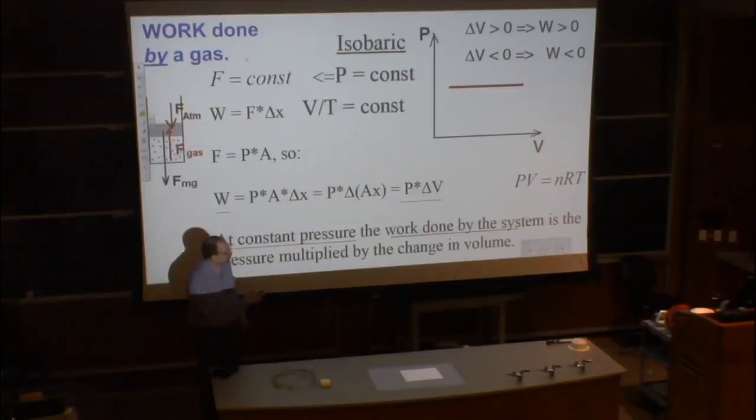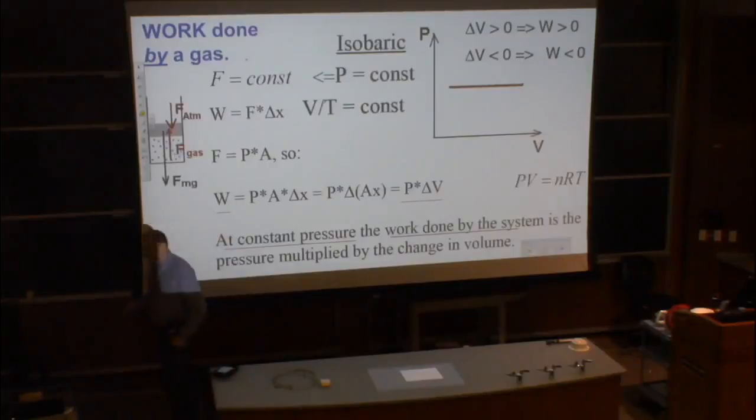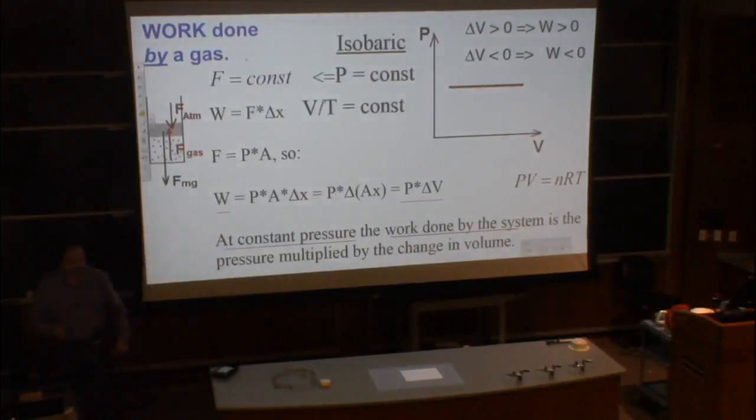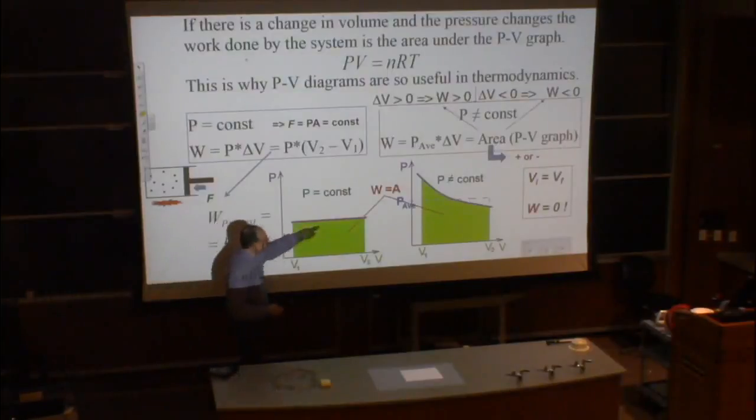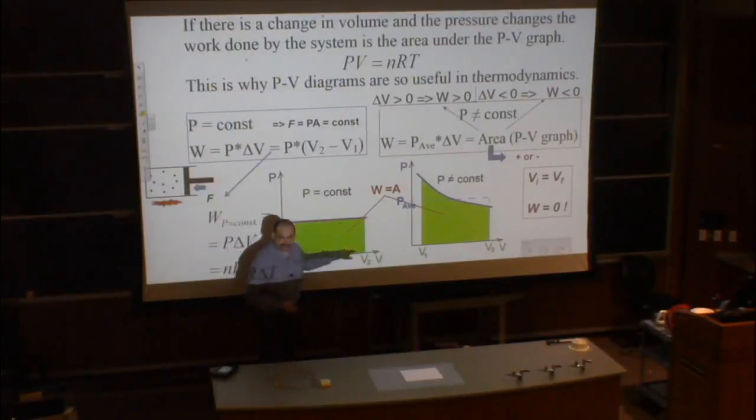And the graph for the isobaric process is this straight line. The volume changes, but the pressure remains the same. And if we multiply two numbers, the pressure, which on this graph is represented by this number, and the change in the volume, that's what we get. The area of this rectangle.